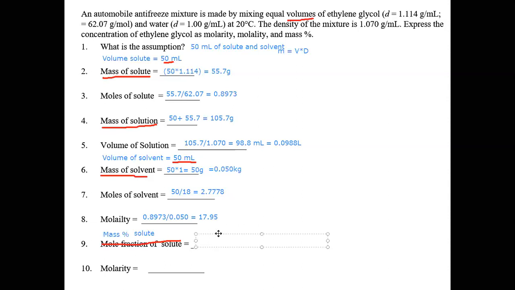Next, we want to calculate the mass percent. So we need the mass of solute divided by mass of solution, times 100. And we get 52.7%. Now we want molarity. So it's moles of solute divided by liters of solution. We get 9.082. So let me double check my work.